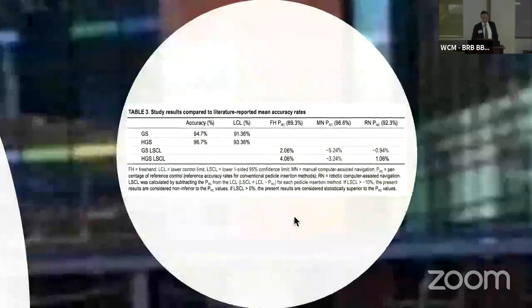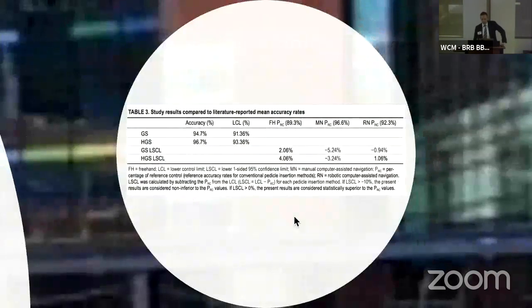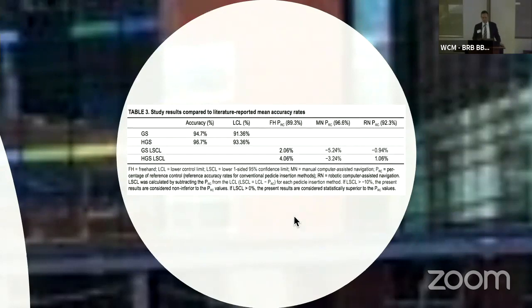And then what we did is we tried to compare this to reference points in the literature based on meta-analyses. And I'm not a statistician, but what we looked at was a least squares analysis and a lower one-sided 95% confidence interval, such that if the number that I'm going to show you in this table was greater than negative 10, then it was non-inferior. If it was greater than 0, then it was considered to be superior.